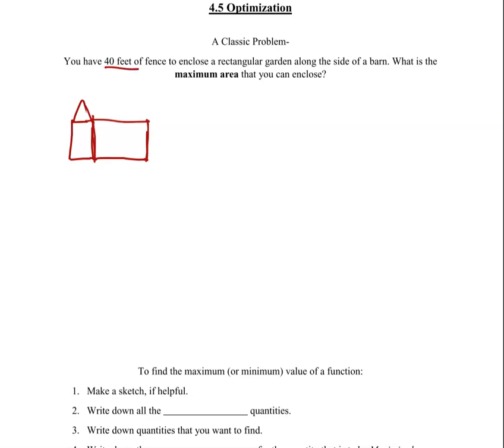I have 40 feet, so think about what the units would be for that. 40 feet would refer to linear units, so that would be your perimeter. I have 40 feet of fencing at my disposal. Now, what I want to maximize is the area. The area is what I want to maximize.